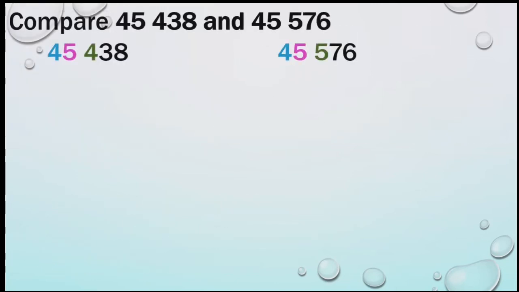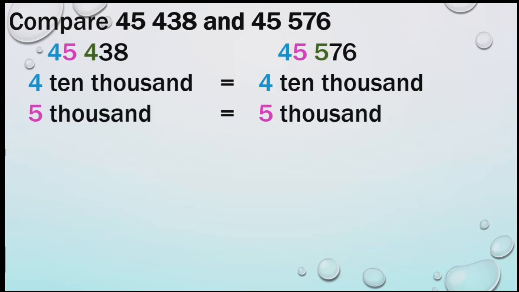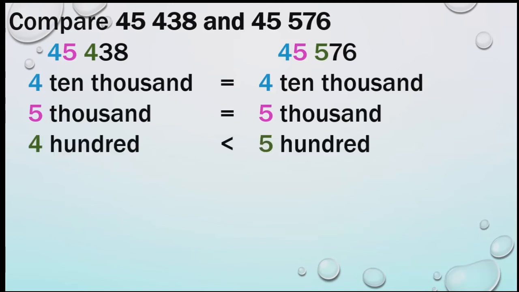Let's try another example. Compare 45,438 and 45,576. Let's start at the thousands period. 4 10,000 is equal to 4 10,000. 5,000 is equal to 5,000. 400 is less than 500.